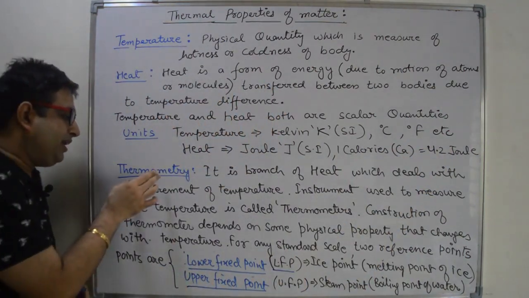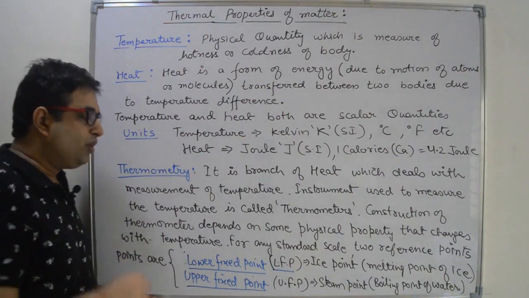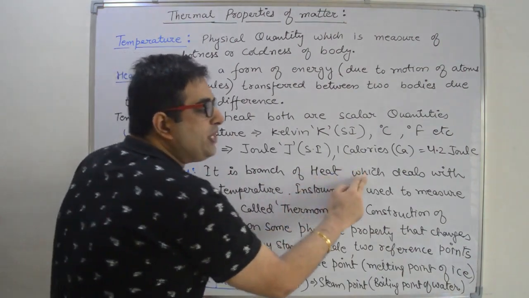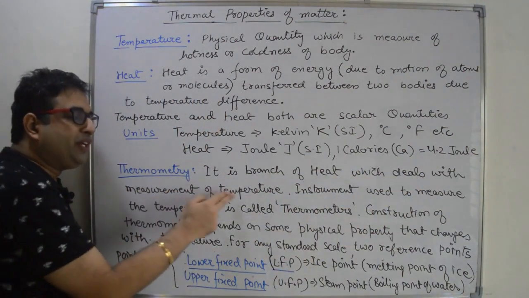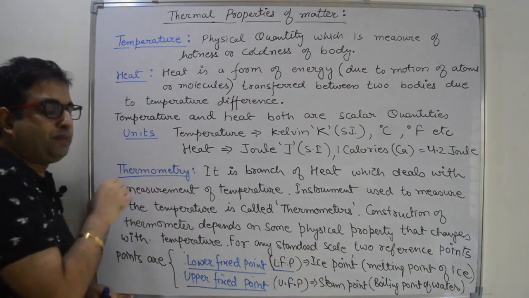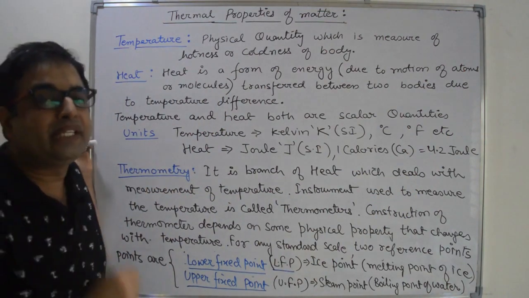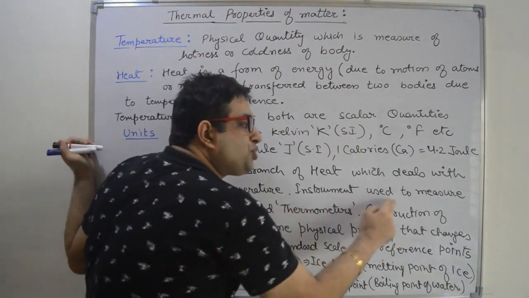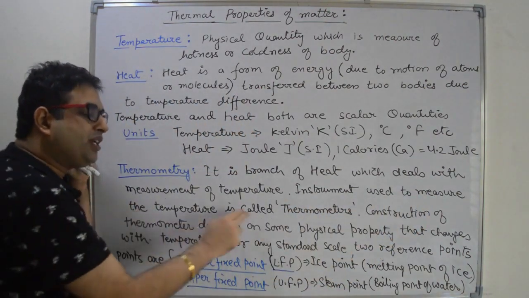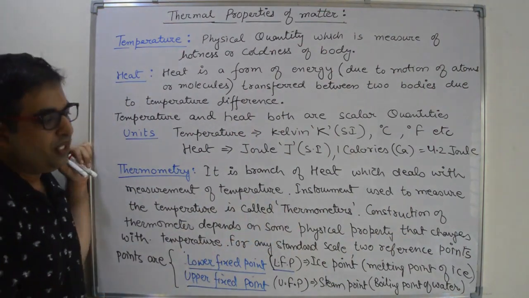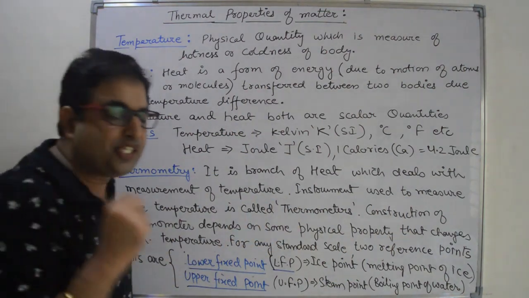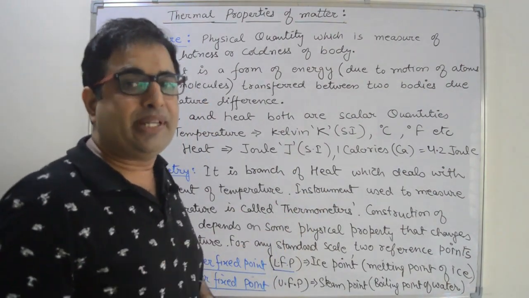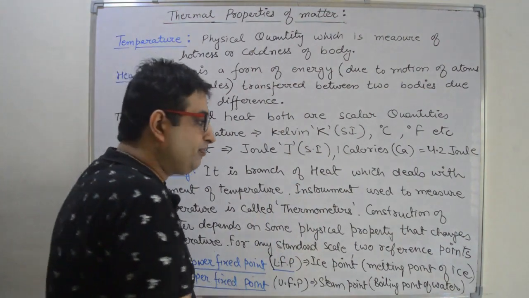Now the next point is thermometry. What is the meaning of thermometry? Thermometry is the branch of heat which deals with measurement of temperature. So in this specific branch of heat, we will measure the temperature of different bodies. The instrument used to measure temperature is called a thermometer. Normally to measure body temperature we use thermometers.